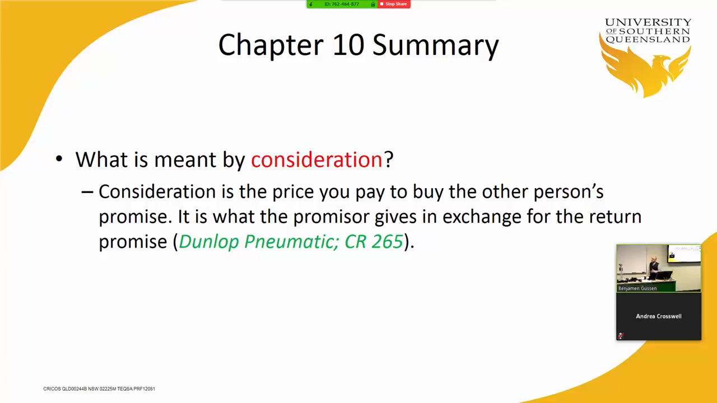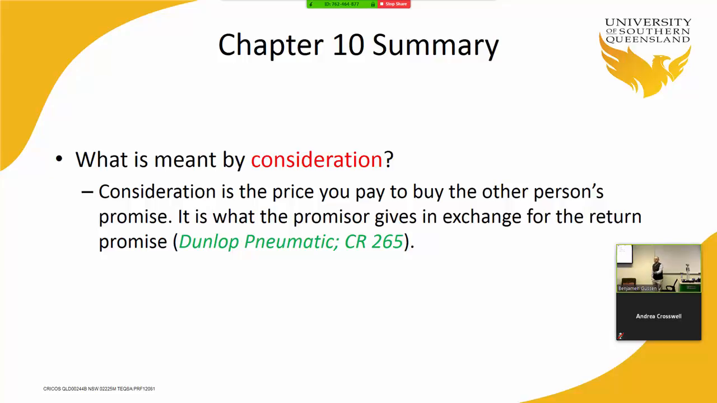Consideration is the price that you pay to buy the other person's promise. We gave the example of selling a pen to Bill here. I'm using Bill because he is right in front of me. I will sell you a pen for $10, and Bill says, yes, I'll buy it for $10. My promise is to give him the pen. He buys my promise with the $10, which is also his promise. And his promise to give me the $10, he buys by my promise to give him the pen. So your promise is also your consideration.